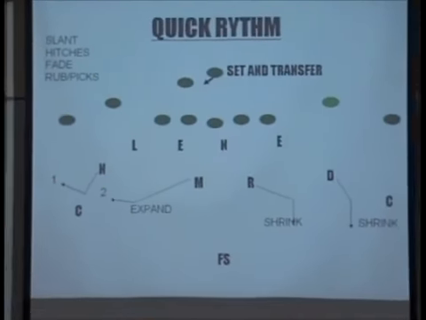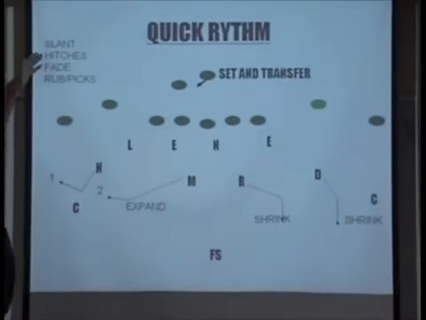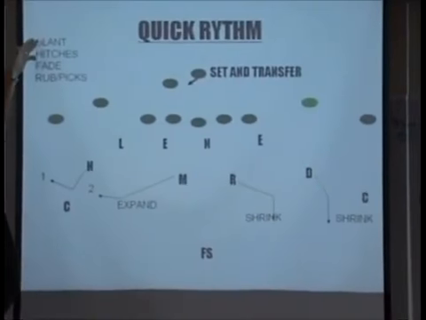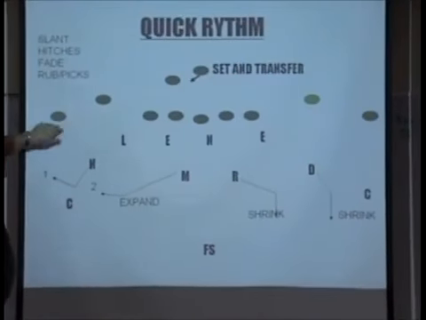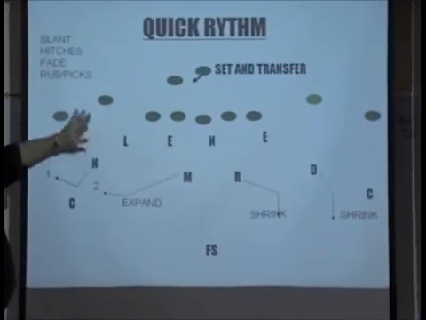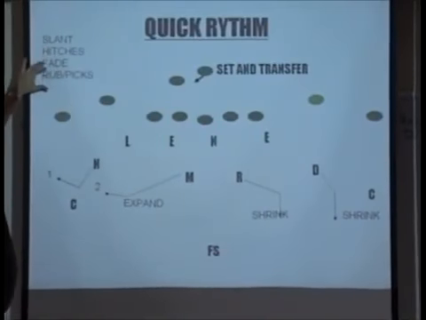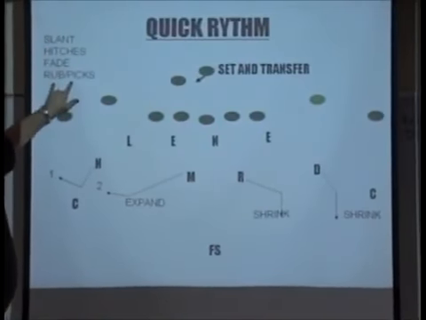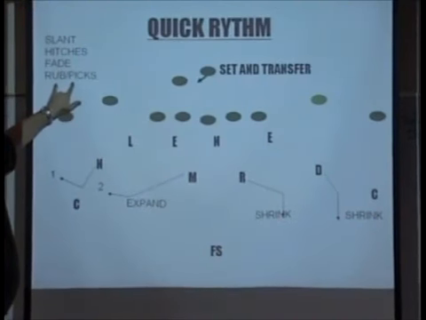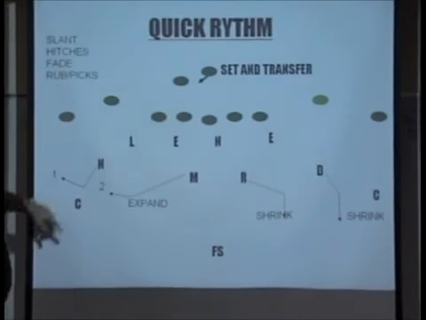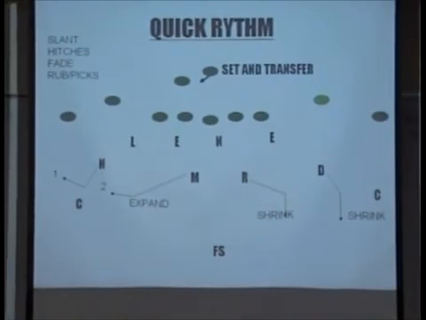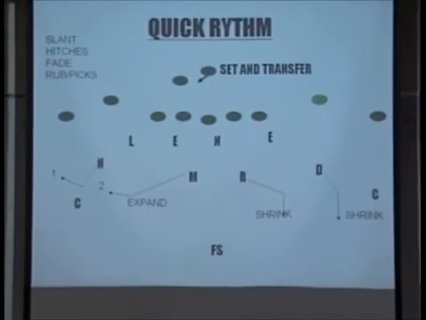Quick rhythm. What are we talking here? Again, you're talking slant. It can be slant bubble, it can be double slant, whatever. They're throwing slant, hitches, fade, or something you can get in the rubs and picks in the spread game. There's a general picture right there on a set and transfer.